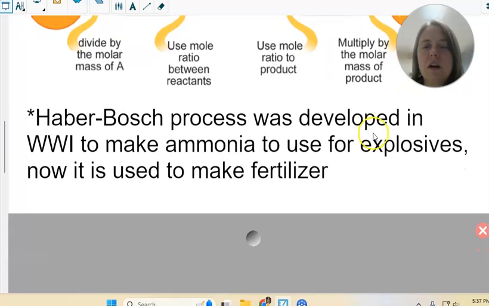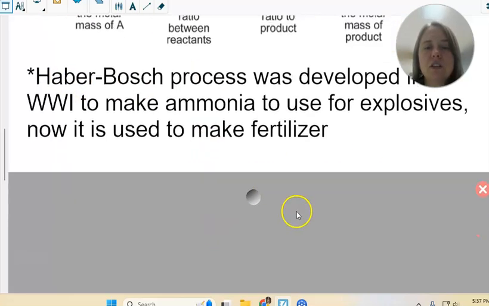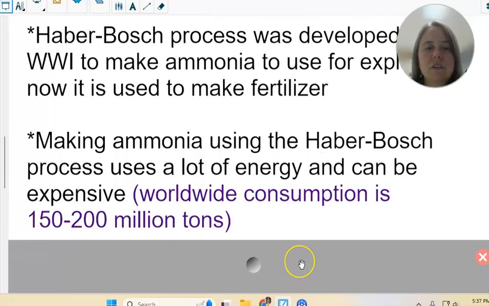Okay, so let's talk about a certain type of process. The Haber-Bosch process was developed in World War I to make ammonia to use for explosives, and now we use this to make fertilizer. Making ammonia using the Haber-Bosch process uses a lot of energy and can be expensive. Worldwide consumption is about 150 to 200 million tons of synthetically made ammonia.